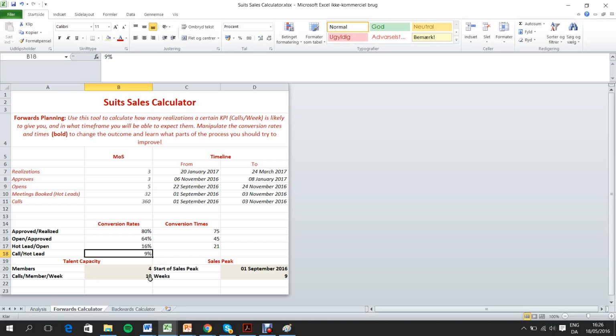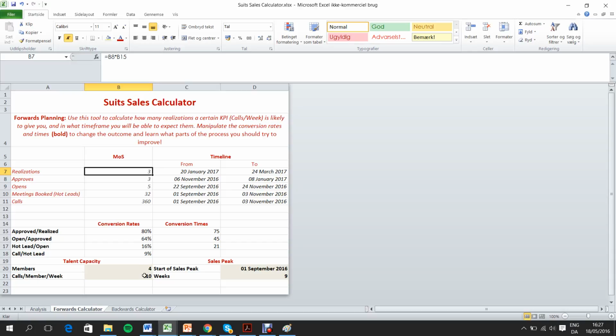Now it looks better, right? You can see here that you still have 360 calls, you still book 32 meetings, but now you get 5 raises or opens, you get 3 matches, and you end up with 3 realizations from 1 realization. So that's a pretty huge leap. You're still in a low tier, but this is already getting a lot better. So what can you do to further improve this?